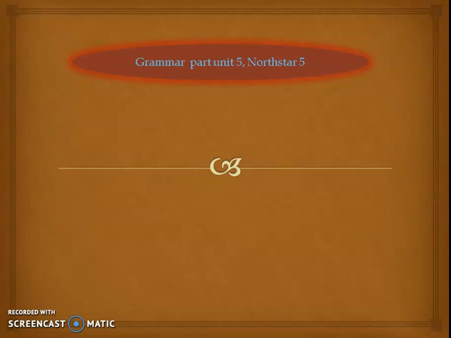Hello students, welcome again. I would like to continue with the presentation of the grammar part, unit 5 from North Star 5. I want you to please pay close attention to the image that is going to appear in these seconds.